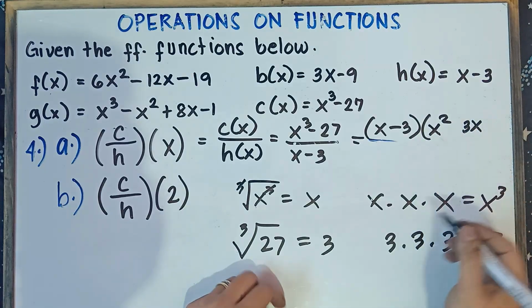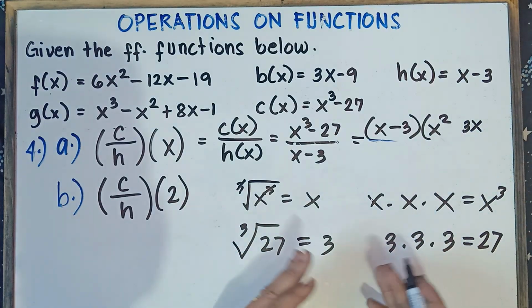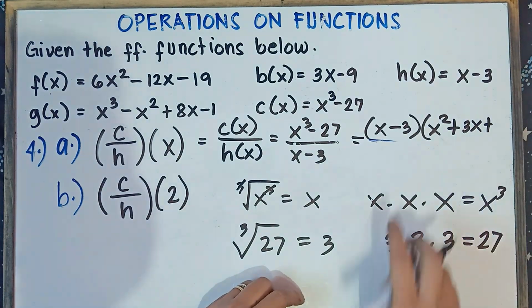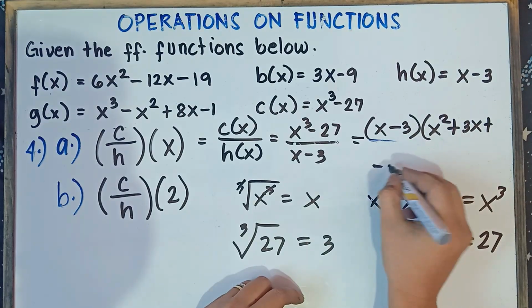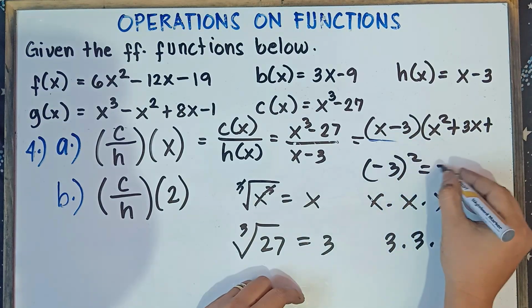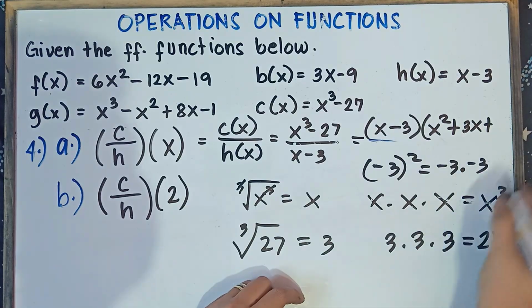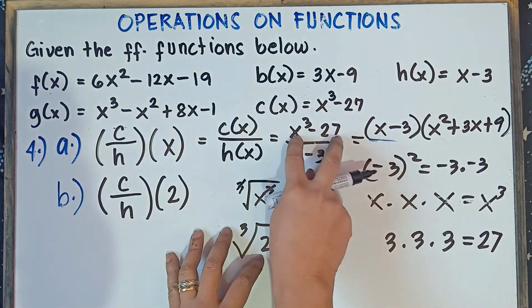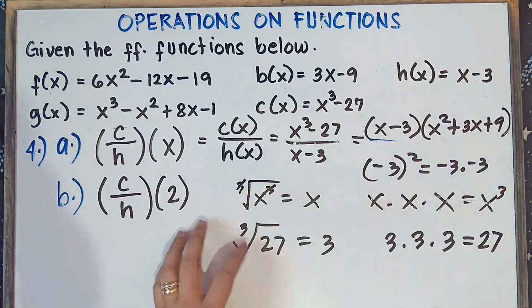Now the operation, class, with regards to our second factors are all positive. So positive 3x, and then positive, get the square of the second term, negative 3 squared, negative 3 times negative 3, that would be positive 9. That's it, class. That's the factor with this one, class. This is the factor, class.